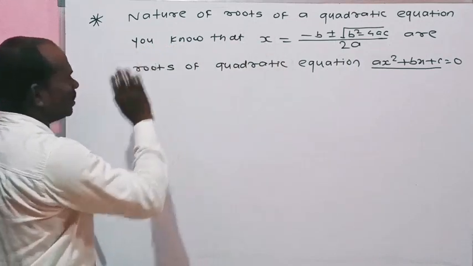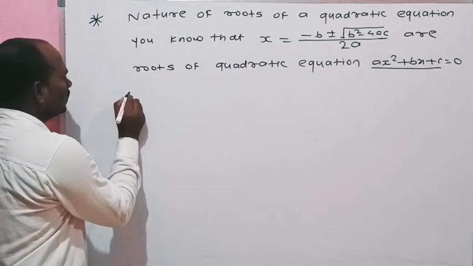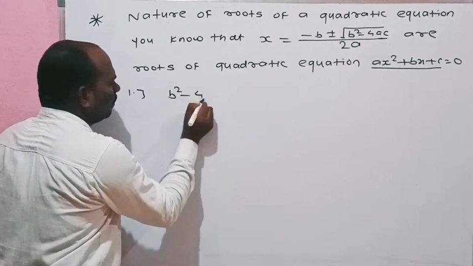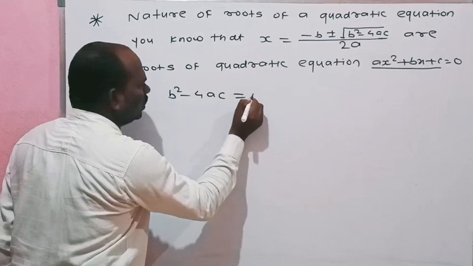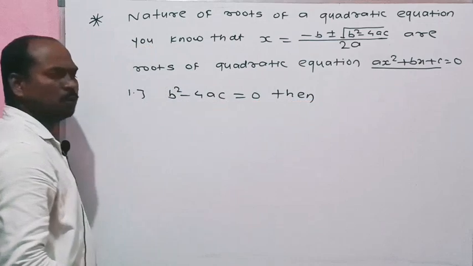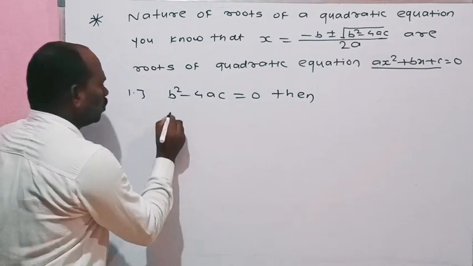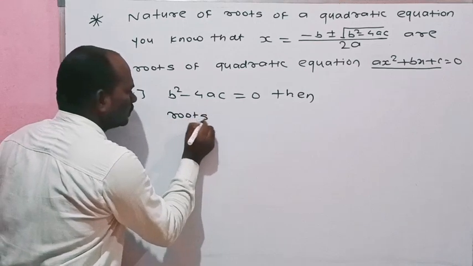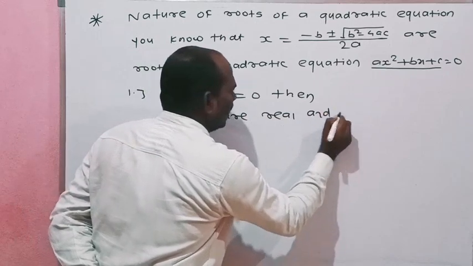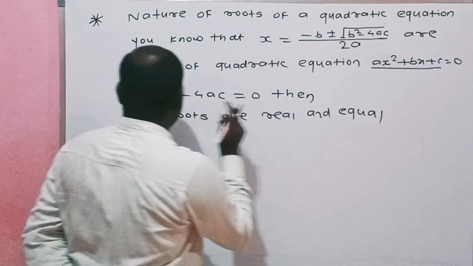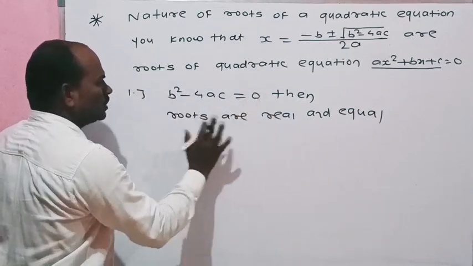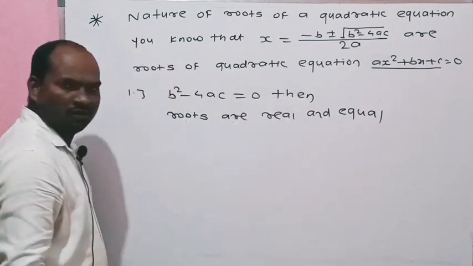Then the nature of roots. The first one: if b square minus 4ac is equal to 0, then roots are real and equal.